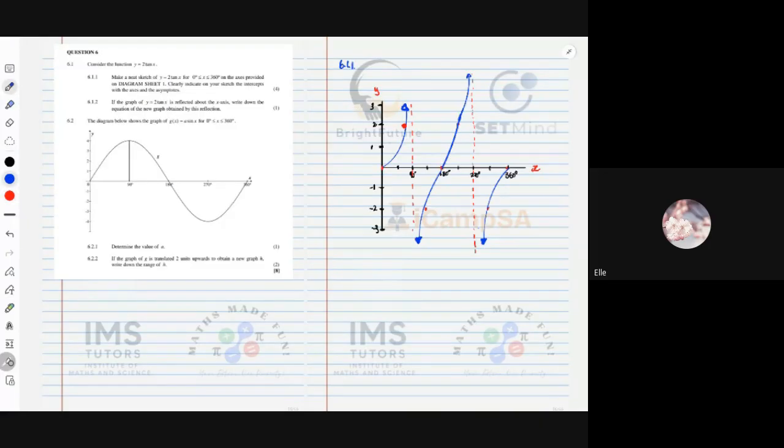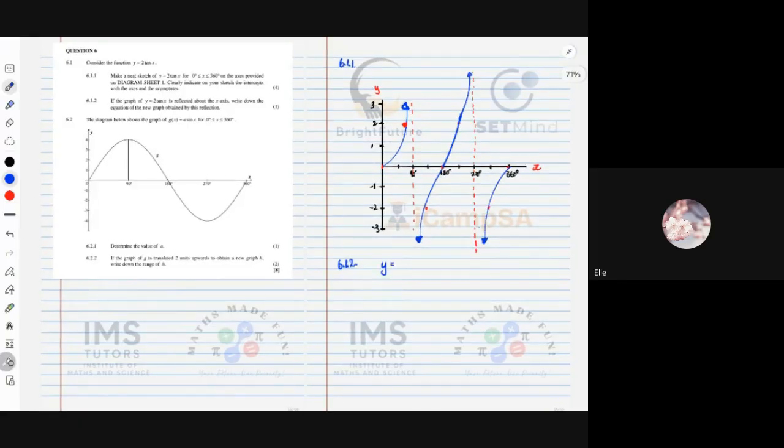Okay, what are they saying from there? If the graph of y equals 2 tan x is reflected about the x-axis, write down the new equation for the graph obtained by this reflection. This is 1 mark, guys. I'm pretty sure right now we are familiar with reflection. Sometimes it can be said mirrored, flipped, or reflected. They like to use the word reflected. You simply introduce a negative sign there. So the graph of reflection is going to be y equals minus 2 tan x.